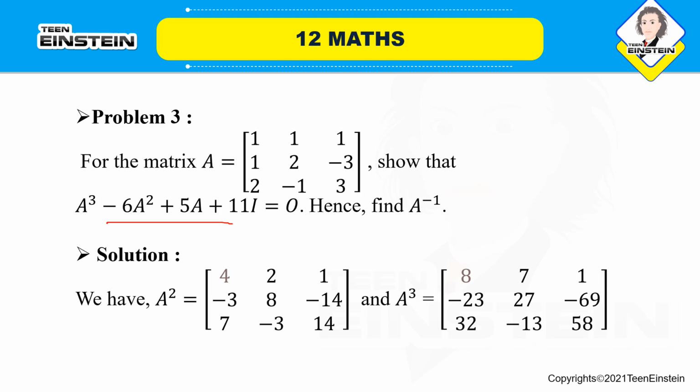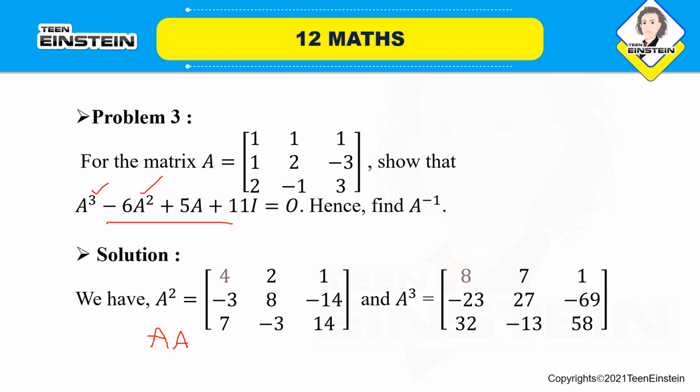So in order to verify this, I have to find A cube and A square. First I am finding A square. What is A square? A square is A into A. So matrix multiplication: write A 2 times. Then fix the first row in the first matrix. First row with first column gives you the first element. First row, second column gives you the second element. First row, third column is the 1, 3 position. Then second row, first column is 2, 1. Second row, second column, 2, 2. Second row, third column, 2, 3. Third row, first column is 3, 1. Third row, second column, 3, 2. Third row, third column is 3, 3.